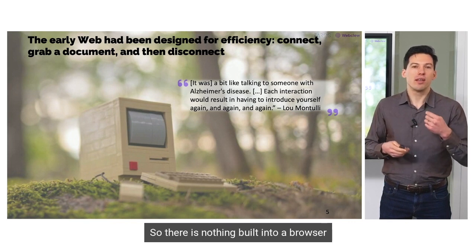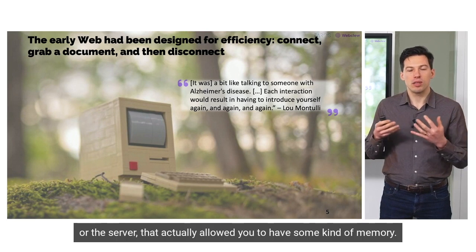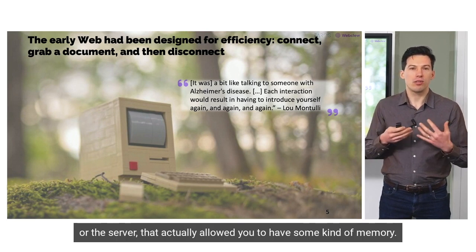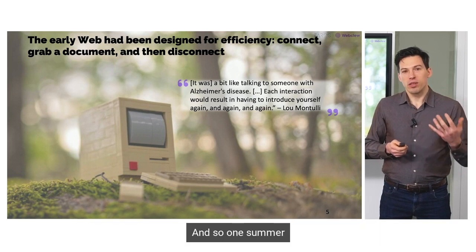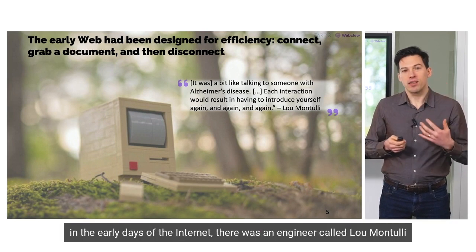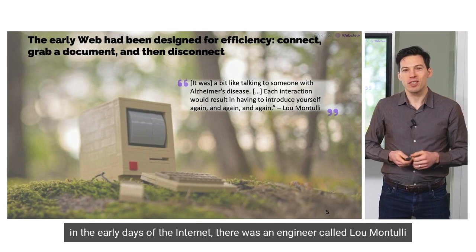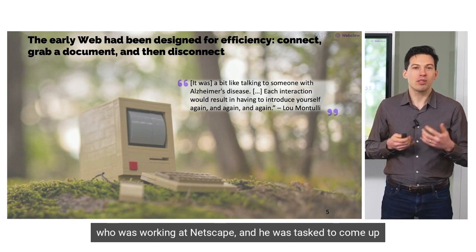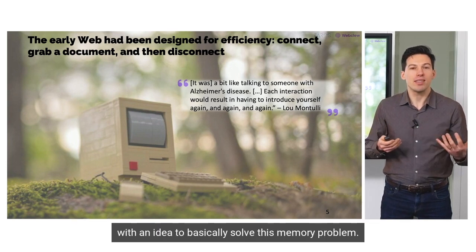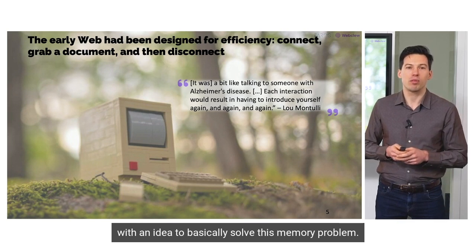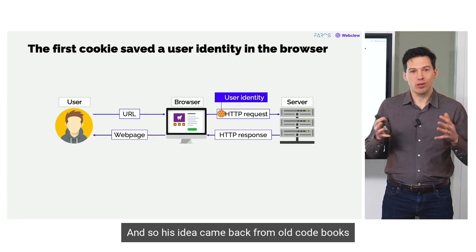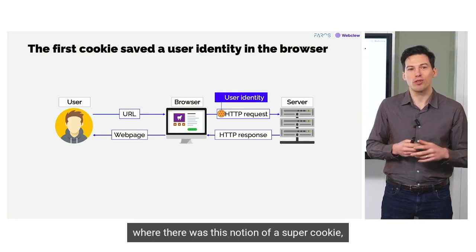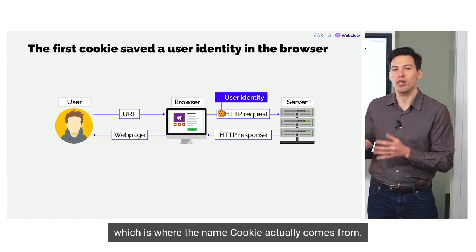So there was nothing built into a browser or the server that actually allowed you to have some kind of memory. And so one summer, in the early days of the internet, there was an engineer called Lou Montulli who was working at Netscape, and he was tasked to come up with an idea to solve this memory problem. His idea came from old code books, where there was this notion of a super cookie, which is where the name cookie actually comes from.